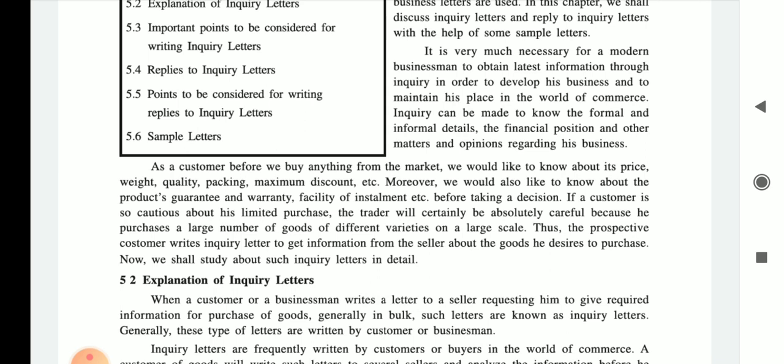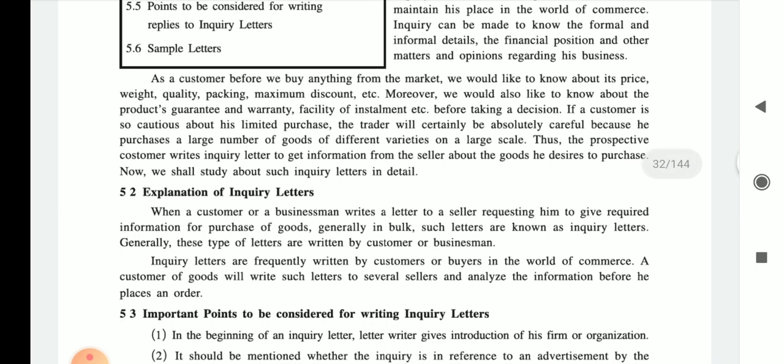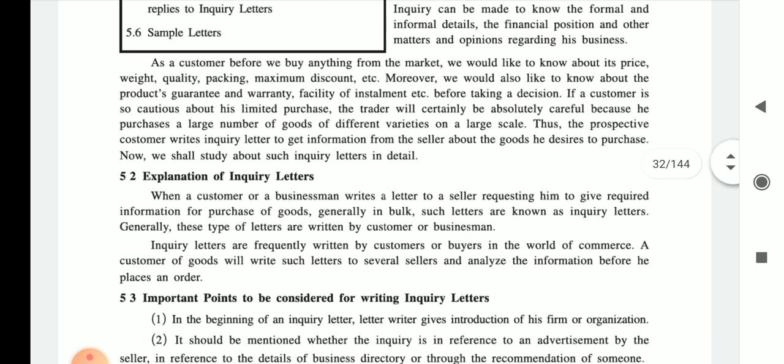So I request you all to learn this information very carefully before starting the letters, so you will be able to understand very easily. And if you are not able to learn these things carefully, I guarantee that you will not be able to understand the letters in a proper format.